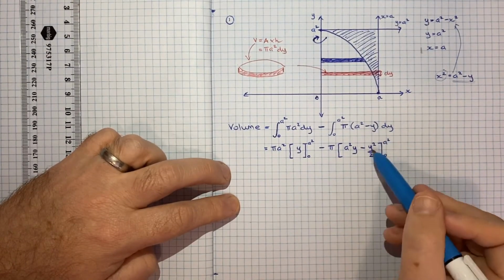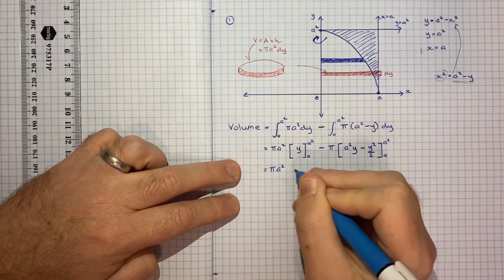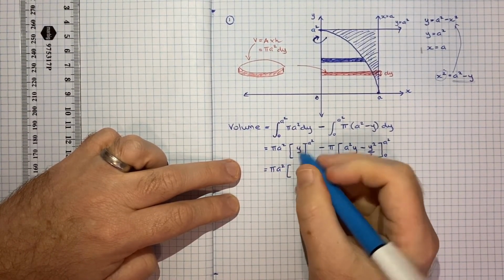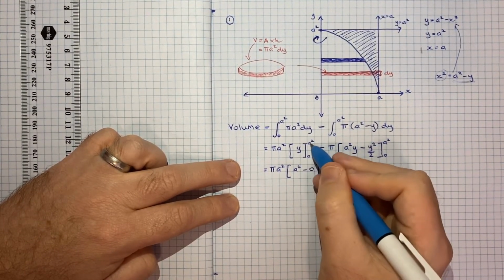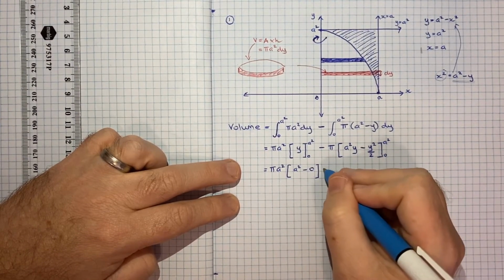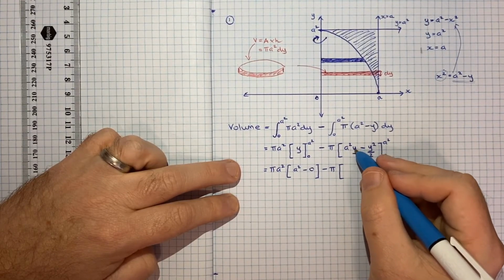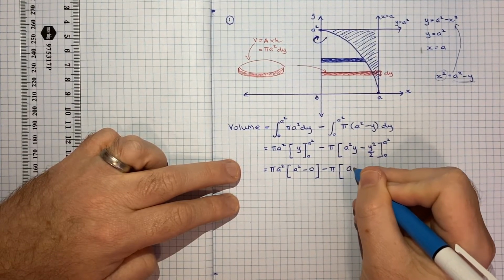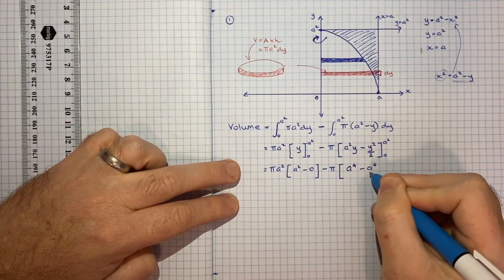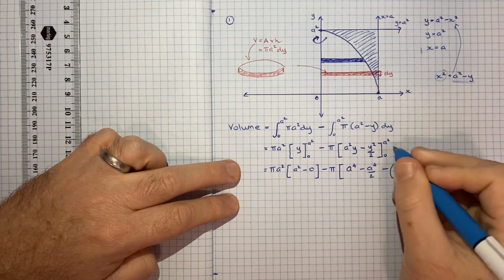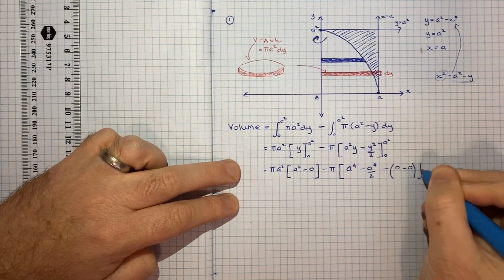And now we just need to work through. So we'll have pi a squared times a squared minus 0. That's just inserting the upper and lower boundaries, minus pi. And then a squared times a squared would be a to the power of 4, minus a to the power of 4 on 2. And then minus 0 minus 0, so that's just going to be 0.